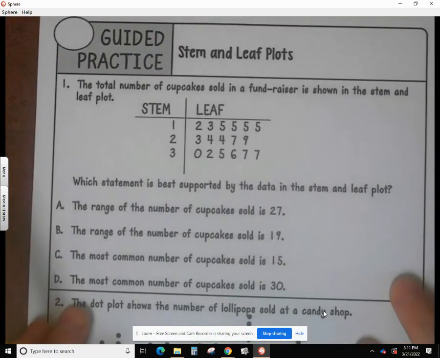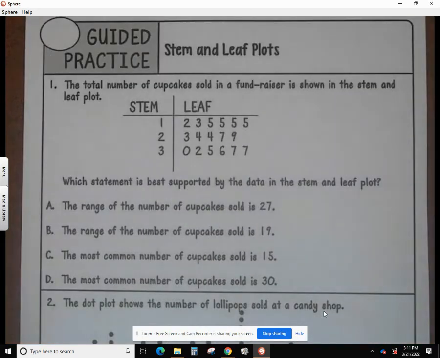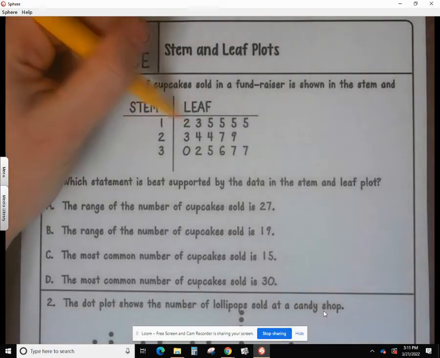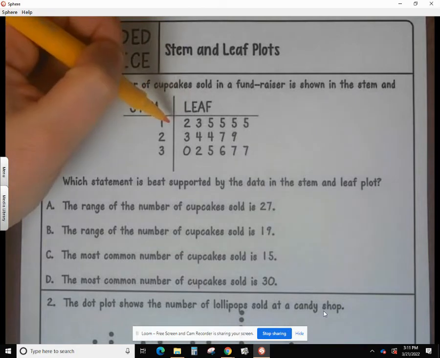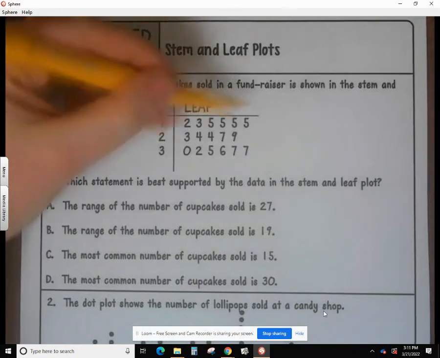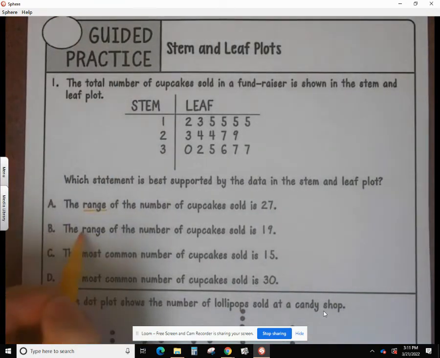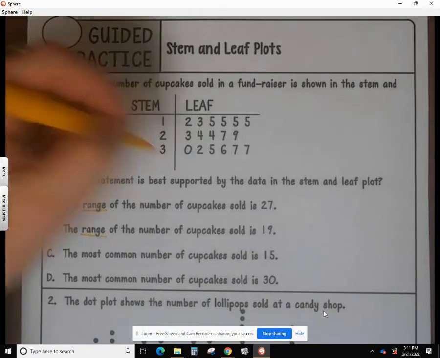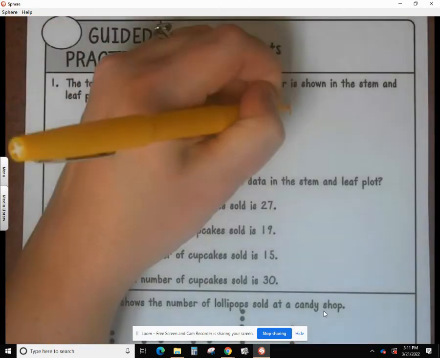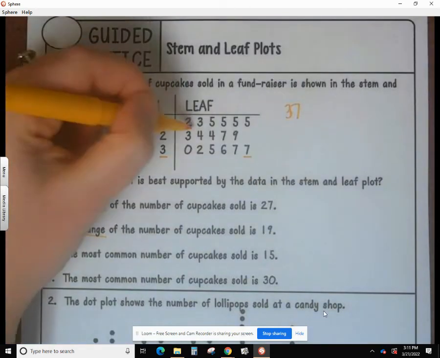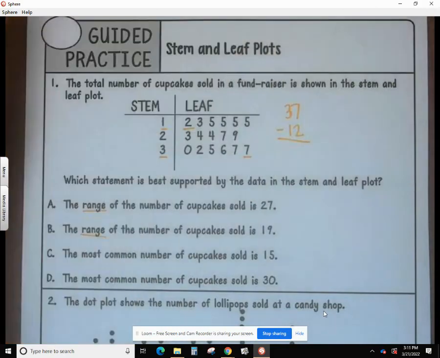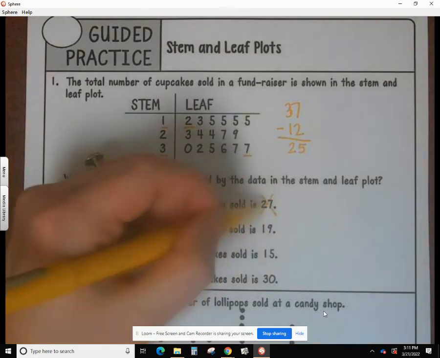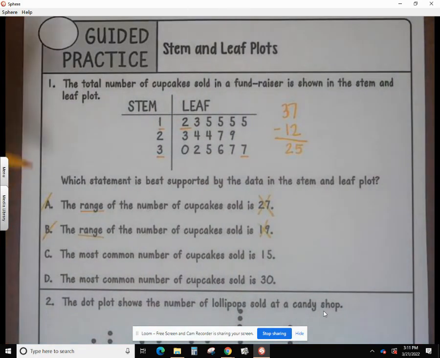Let's look at how this could be tested on STAR. So our first one gives us a stem and leaf plot. It's the number of cupcakes sold in a fundraiser. So again, this 1 and this 2 together makes 12. And then 13, 15, 15, 15, etc. So the first two talk about the range. Range is your highest number minus your lowest number. So our highest number is 37. And our lowest number is 12. So 37 minus 12 gives me 25. So that's not right, and neither is that. So it's not going to be A or B.